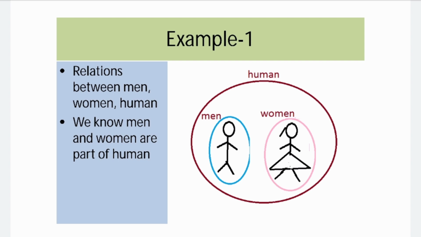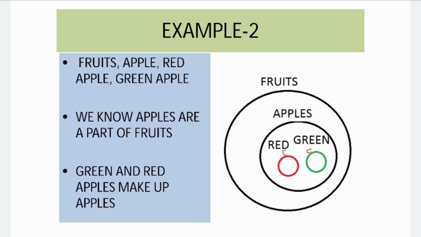Let us see few more examples. The second example I am gonna take is relation between fruits, apple, red apple and green apple. You all know that fruits consist of apples, and you may also know that apples are of several types, and I am taking here two types. Apples consist of red and green apples.